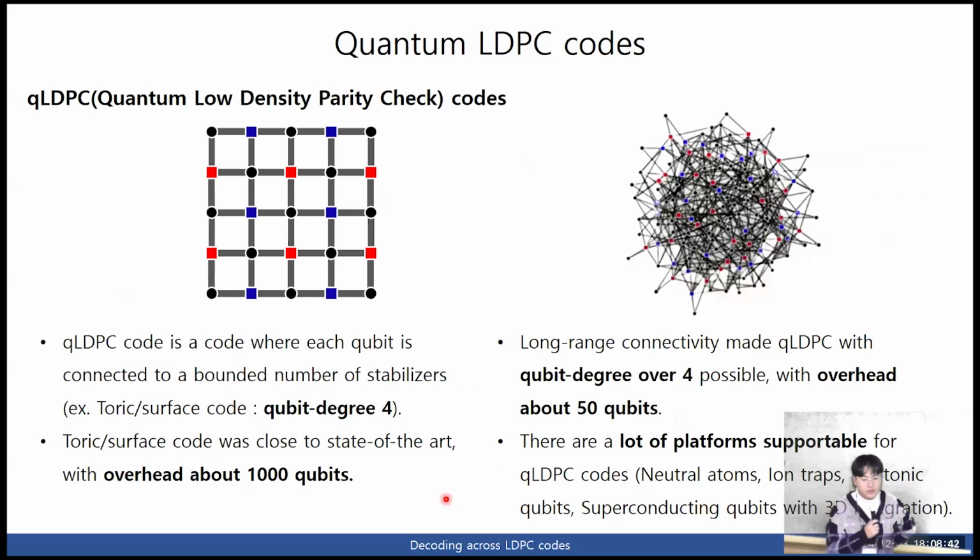So our main topic, quantum low density parity check codes. The low density is, as I said, the low density parity check codes. QLDPC codes are where each qubit is connected to a bounded number of qubits. The toric and surface codes are QLDPC codes with qubit degree of 4. The qubit degree means that each qubit has 4 stabilizers connected to it.